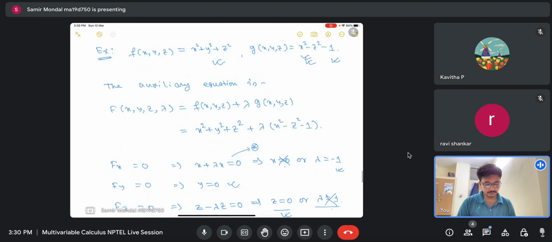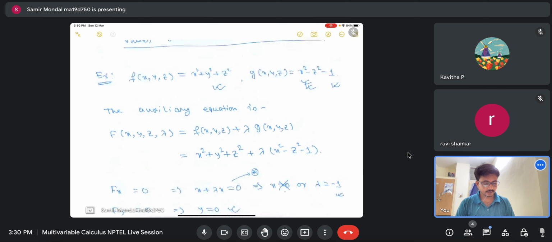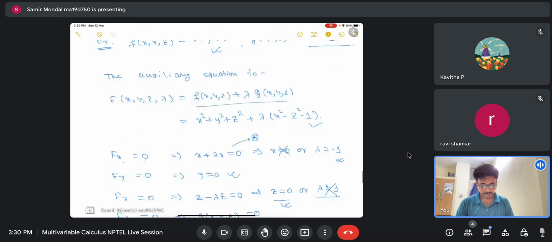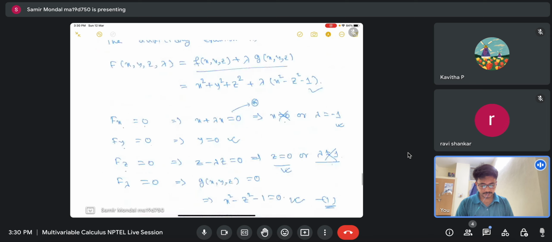So this is our previous problem. We discussed this previous problem. Your function was this one. We have to minimize this one under the condition that this equals 0. So set the auxiliary equation. Your auxiliary equation is nothing but this one. Then equate f of x equal to 0, f of y equal to 0, f of z equal to 0, f of lambda equal to 0.